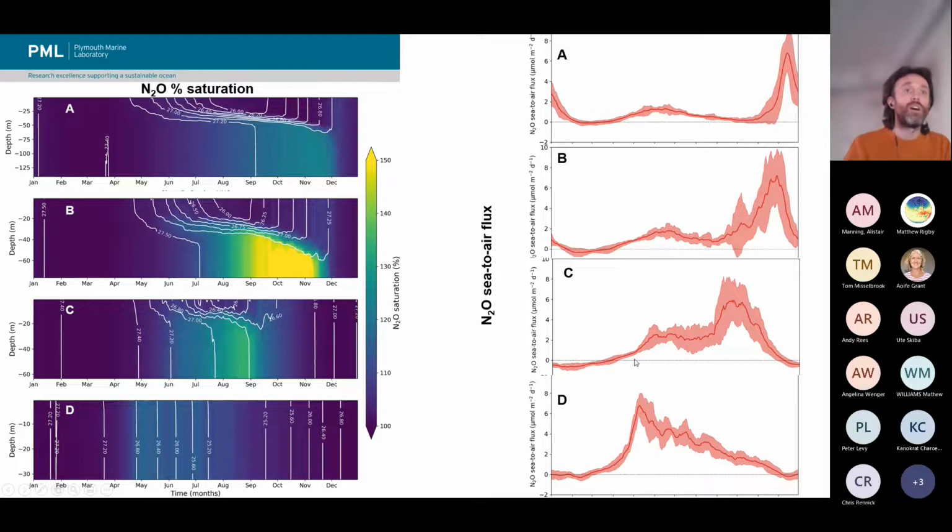While in the more fully mixed areas, like the coastal area, station D, or in the ones that are only weakly stratified, like station C, the air-sea flux is higher basically at the same time as the production. The N2O, as soon as it is produced in the water column, can be immediately exchanged with the atmosphere.